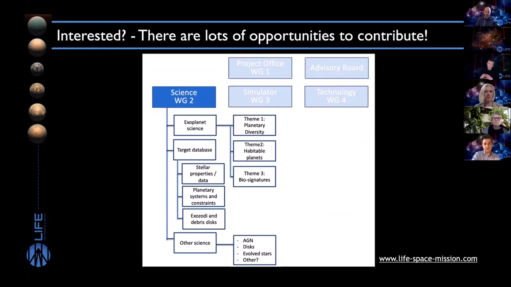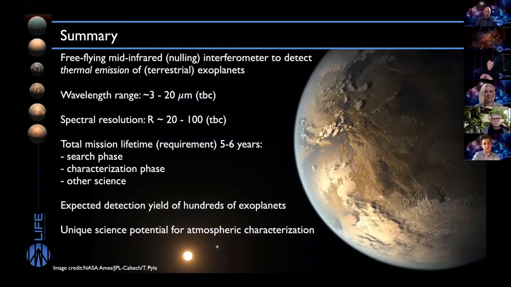And with this, I would like to end and just to quickly summarize what I've been saying in the last 25 minutes. So LIFE is really about a mid-infrared nulling interferometer. And why we need an interferometer, Denis will justify in a few minutes. And we want to detect the thermal emission of terrestrial exoplanets primarily. The wavelength range would probably be something between 3 and 20 microns. The spectral resolution probably between 20 and 100, and 100 we will have to see, and this will come out from this retrieval I was mentioning.